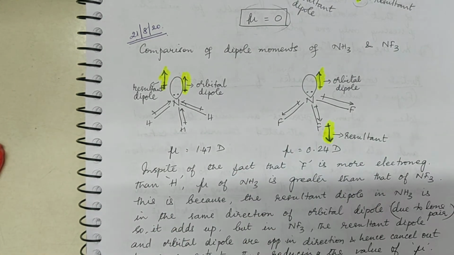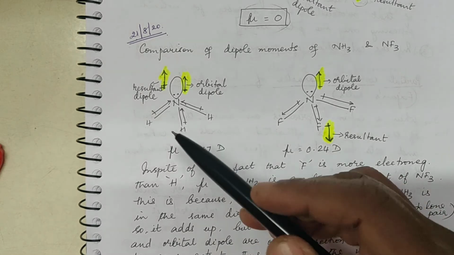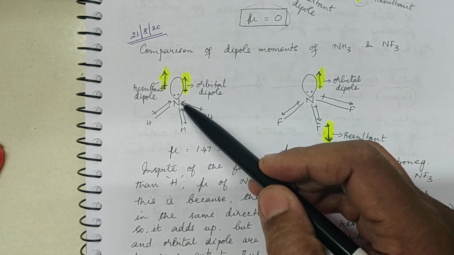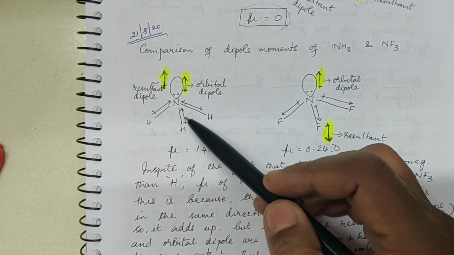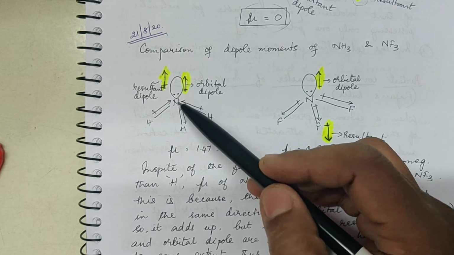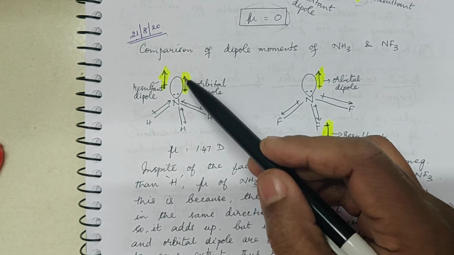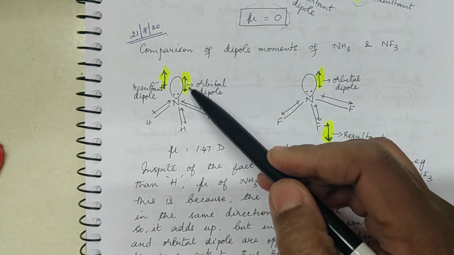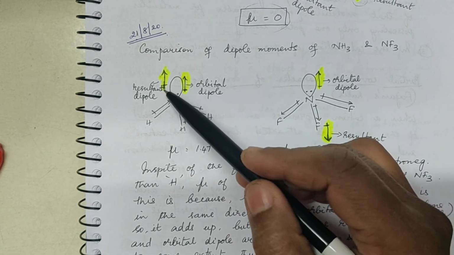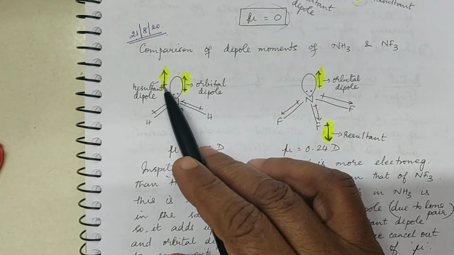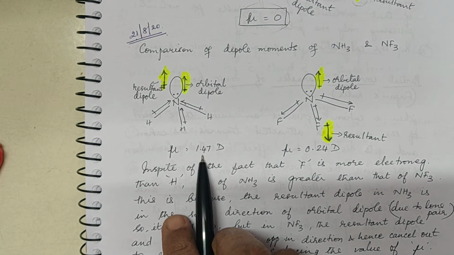Now look how the dipoles are shown. N is more electronegative, so all the three dipoles are pointing towards nitrogen, and the resultant dipole of all these three is this. And there is a lone pair of electrons on nitrogen, and the dipole due to this lone pair is called the orbital dipole. So you see here the orbital dipole as well as the resultant dipole, both of them are in the same direction, which is adding up to the dipole moment value.